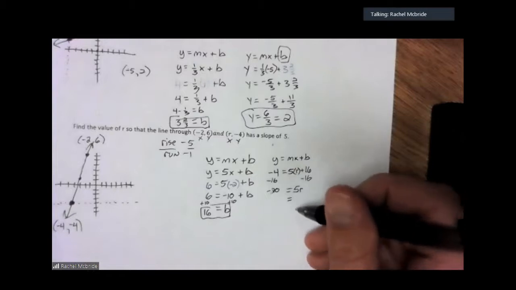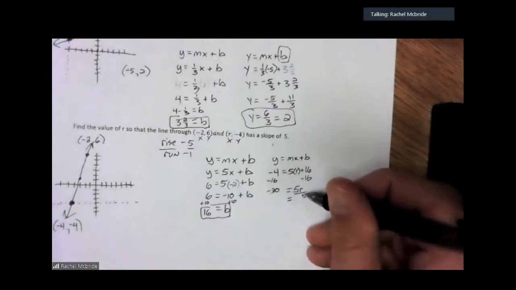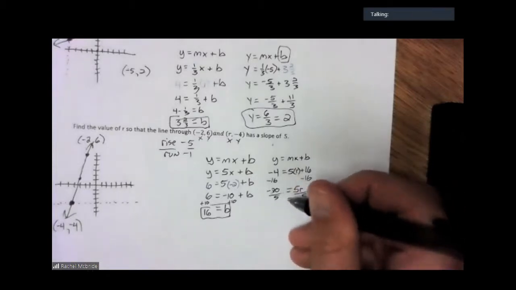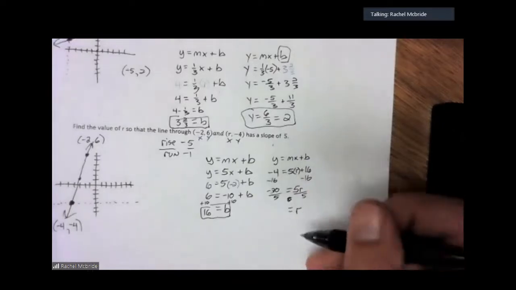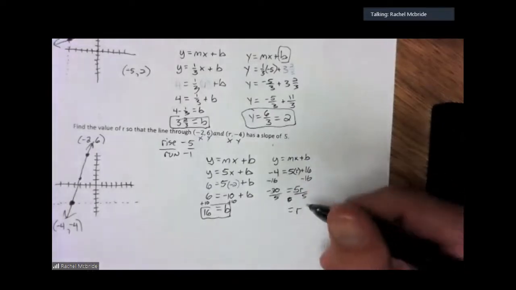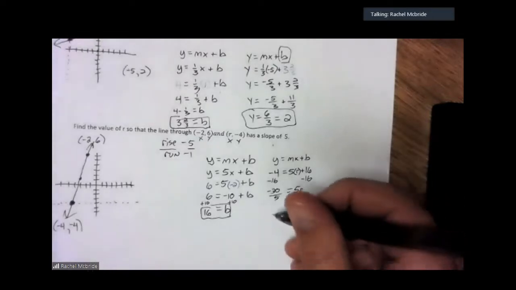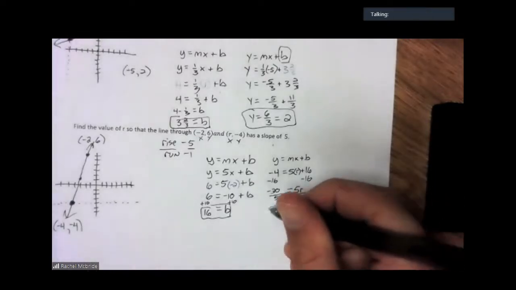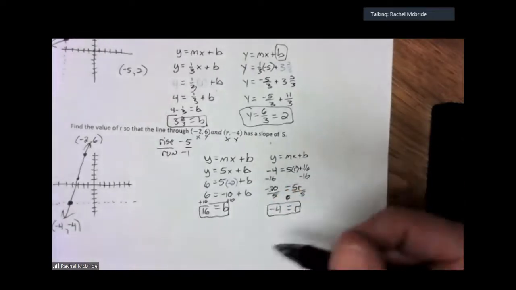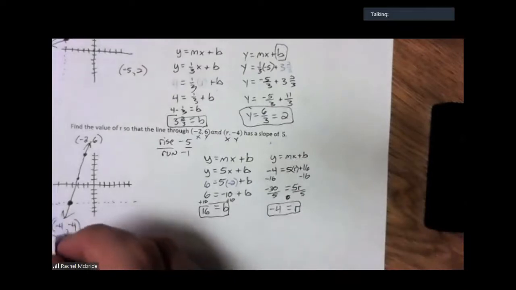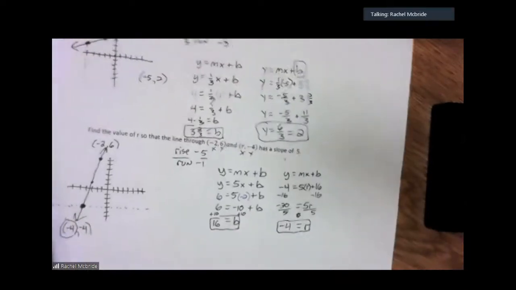Now we just solve for r. So we're going to divide both sides by 5. And that tells us that r is equal to what? Go ahead, Dom. Thank you. Negative 4. Okay, it's negative 4. And lo and behold, look over here. Didn't we say it was negative 4? So that matches what we expected from our graph. Okay?